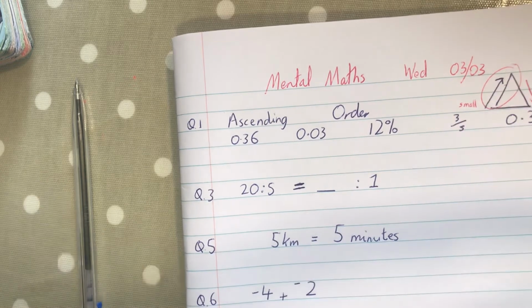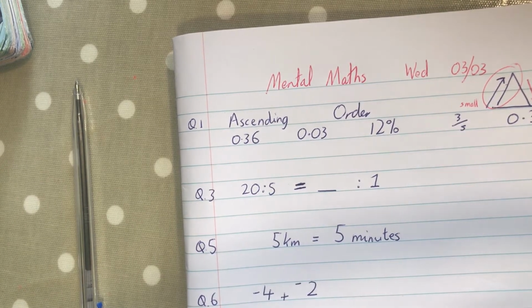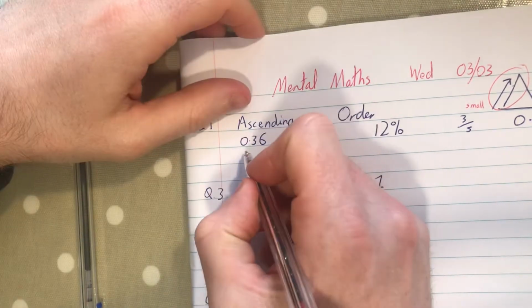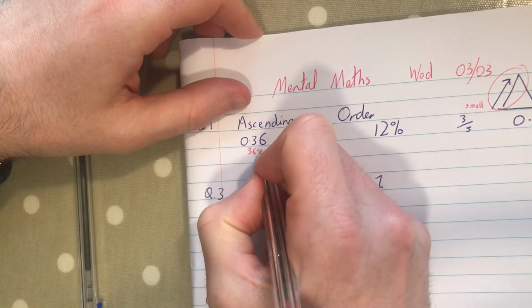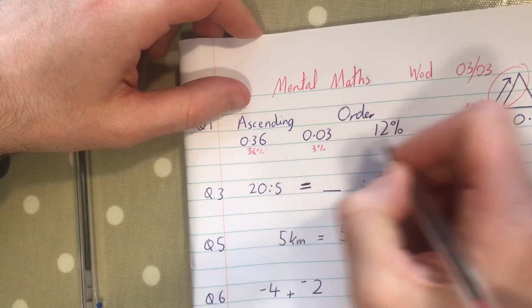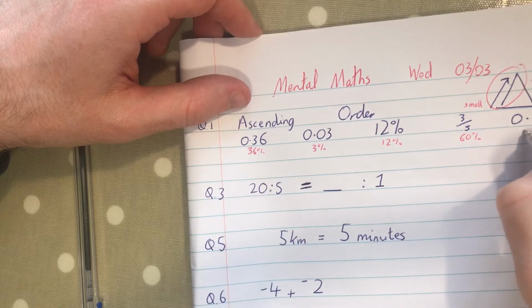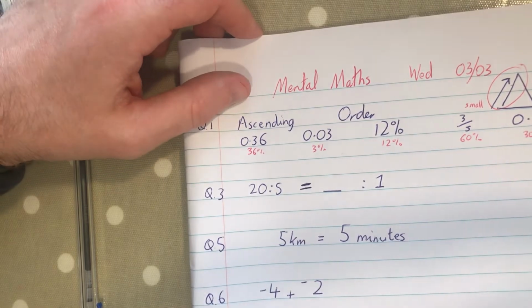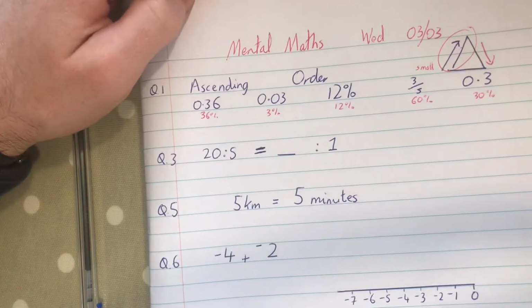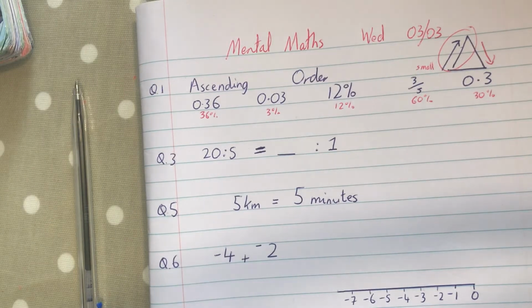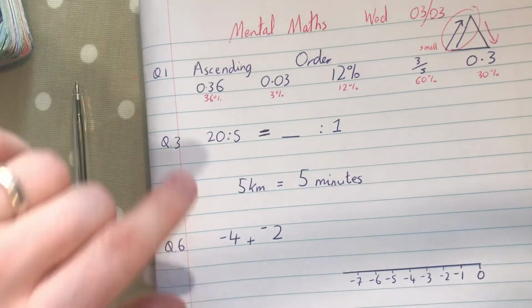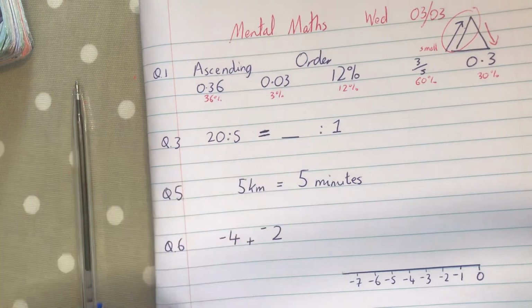Start with the smallest. Now, these are all mixed up in decimals, percentages, and fractions. So my advice to you is change these all to percentages. Change them all to the same thing. 36%, 3%, 12%, 60%, and 30%. And then it's very, very easy once you change them all to the same unit.